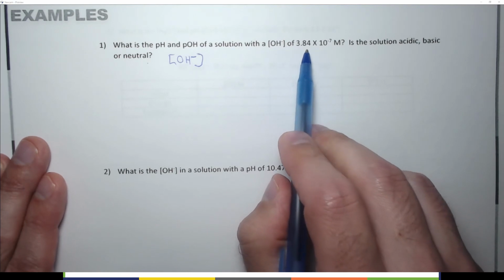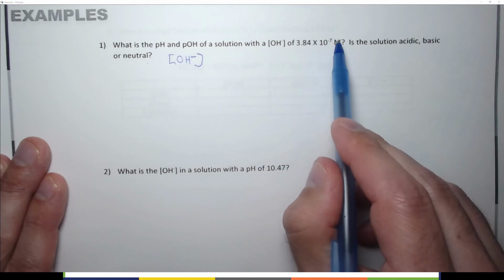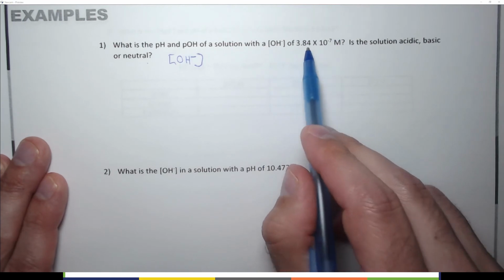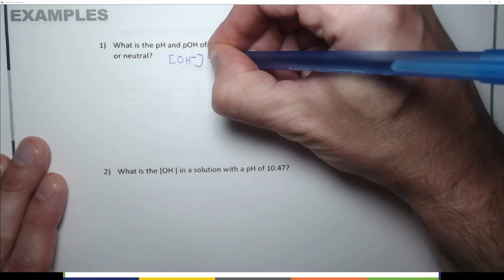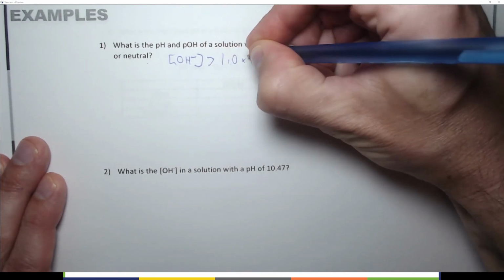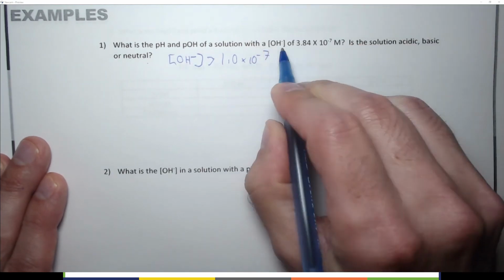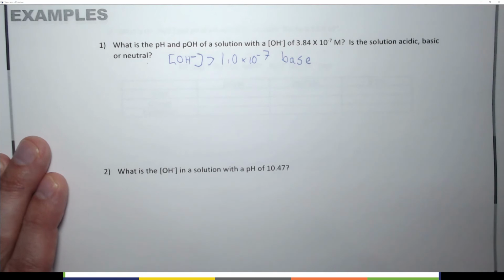3.84 times 10 to the minus 7 is bigger than 1 times 10 to the minus 7. When the two exponents are the same, you're comparing the number on the outside. 3.84 is bigger than 1. So this is greater than 1 times 10 to the minus 7. And since it's OH minus, that means this solution is a basic solution.